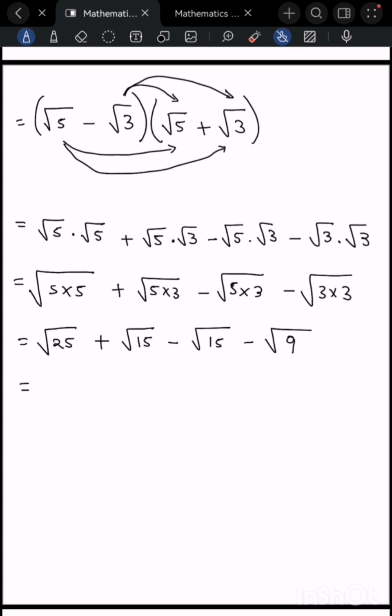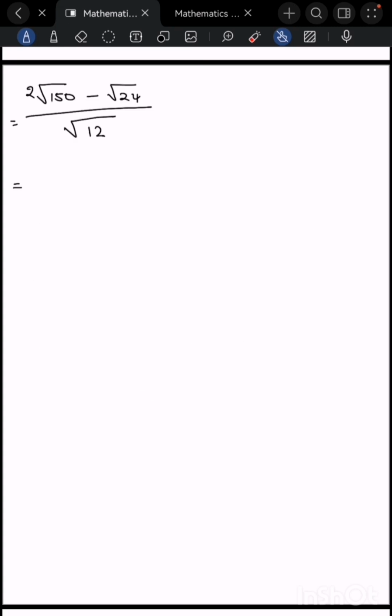The square root of 25 is 5. Square root of 15 minus square root of 15 is going to be 0, anything minus itself. The square root of 9 is going to be negative because there's a minus here already. Minus square root of 9 is 3, which is going to equal 5 minus 3, which is 2. That is the solution.